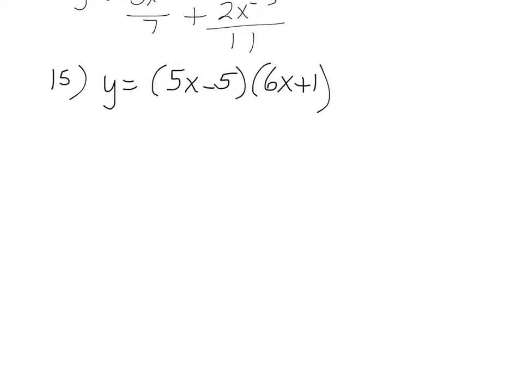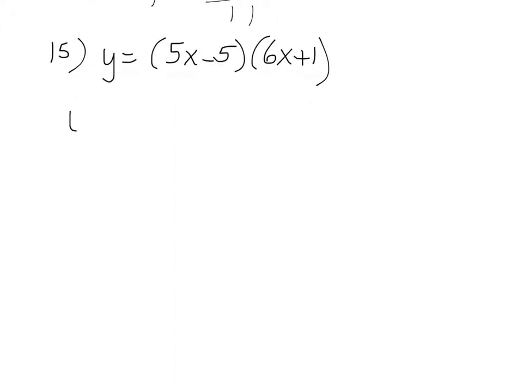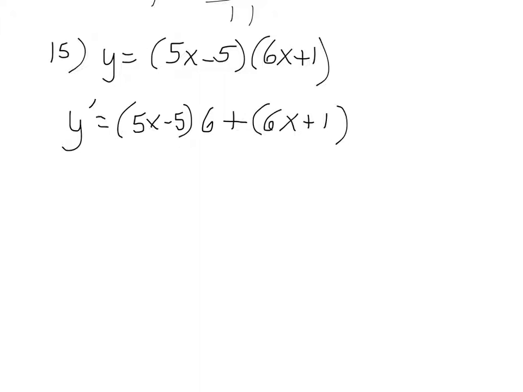Okay, so let's do this. In fact, we'll just do it both ways. The product rule says, and again, the order doesn't matter, leave the first one alone times the derivative of the second one, which is? Plus leave the second one alone times the derivative of the first one, which would be? And now I just simply multiply this stuff out. So 30x minus 30 plus 30x, 30 plus 5.